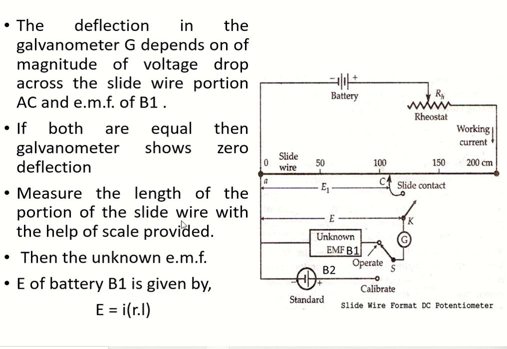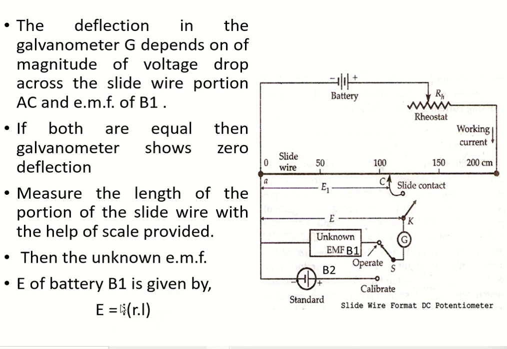Measure the length of the portion of slide wire with the help of the scale provided. So you have moved the sliding contact till the galvanometer shows zero deflection, and measure the value of that distance. Consider that at point AC, or at distance AC, the galvanometer shows zero deflection. And what is the EMF, or what is the voltage across this AC? The unknown voltage across the AC we have already found: E1 equals I into r into length of AC, that is I into R into L.